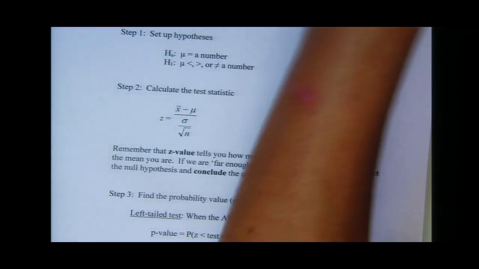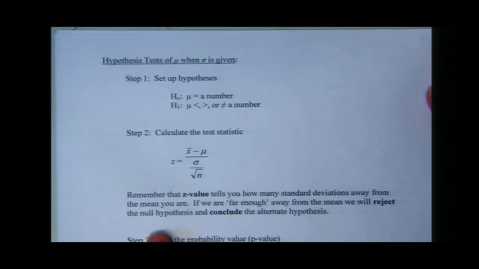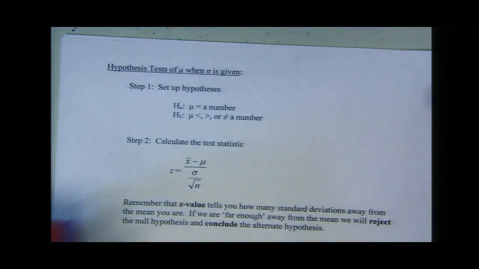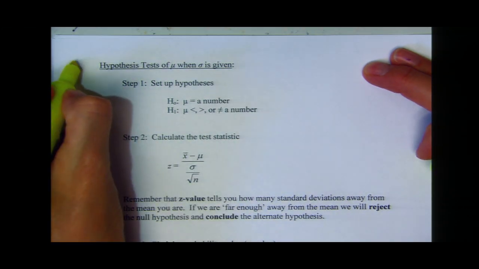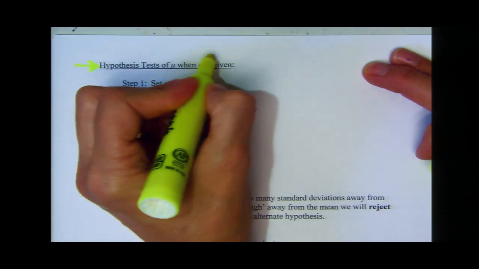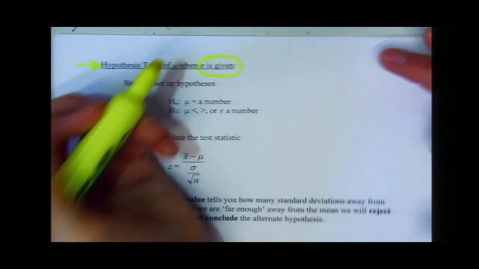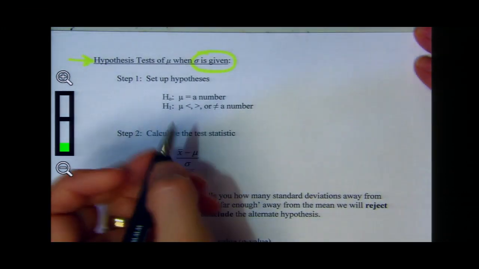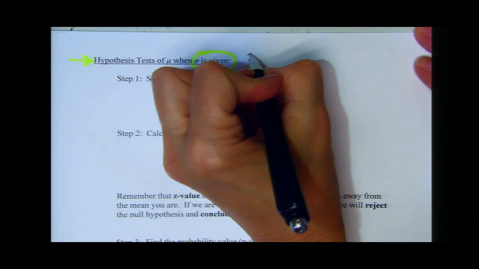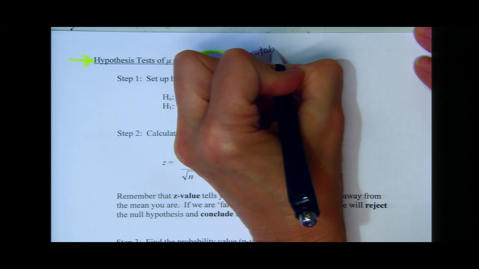All right, moving on. All right, so that gets us set up. And now what we're going to do is actually look at all 5 steps. So we have hypothesis tests when sigma is given. And if you recall from before, when sigma is given, what that dictates is we use the z-table.